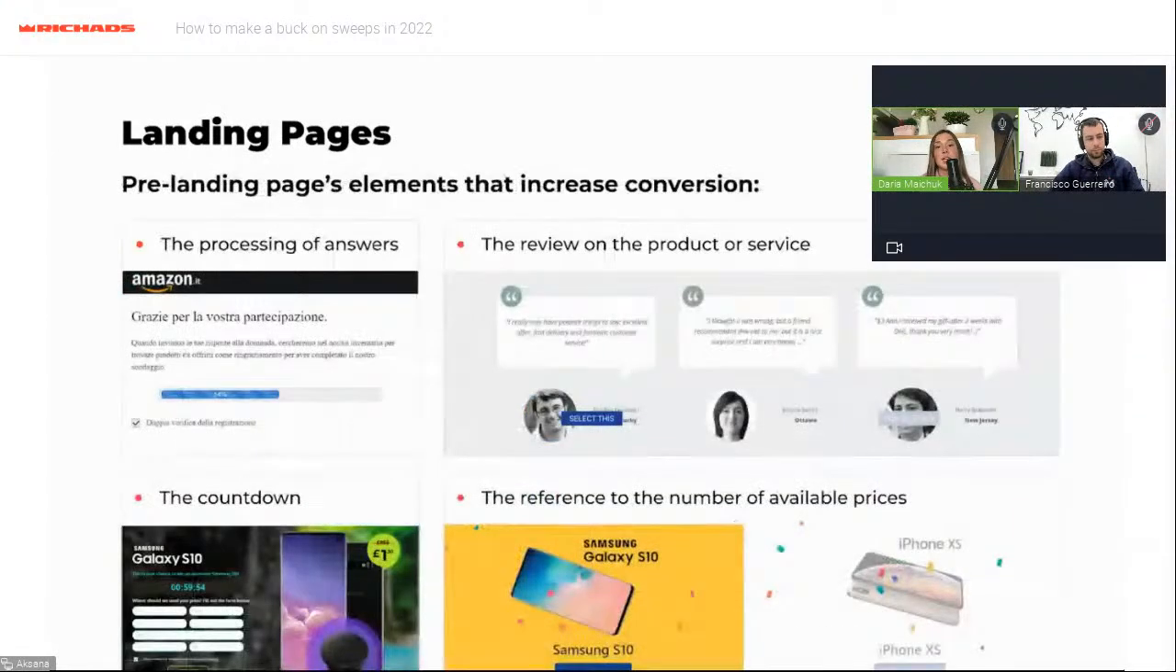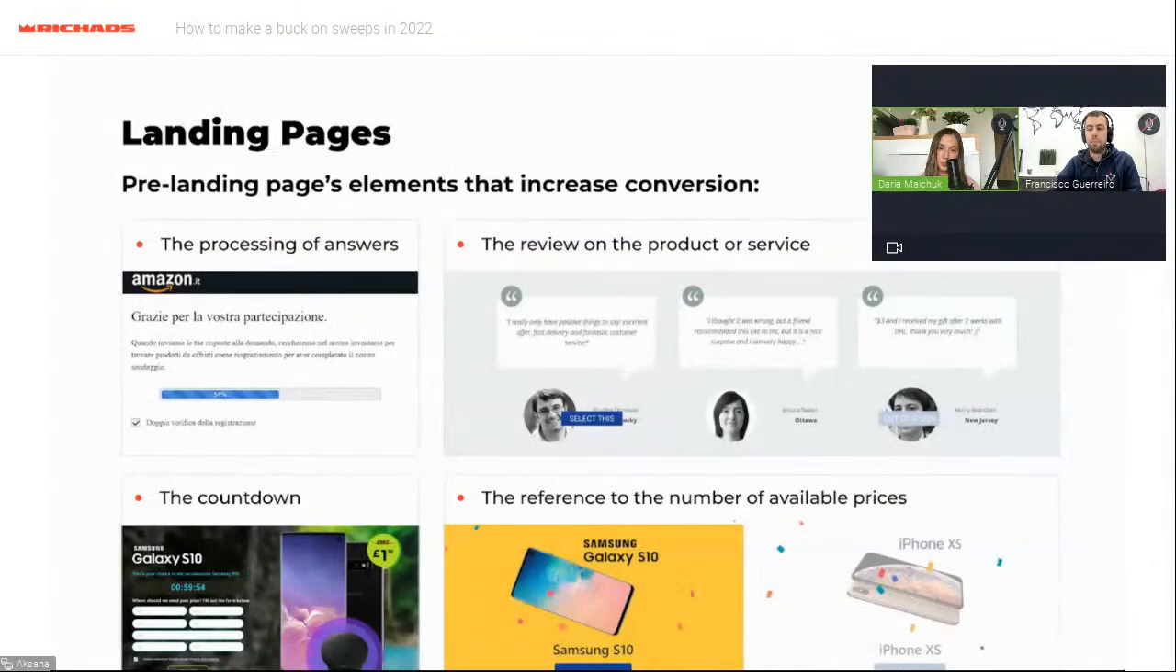And the last thing about landing pages is the question of what landing page elements can increase conversion. You can see them on the slide, and there are the countdown, the reference to the number of available prizes, the percent of answers, the review of the product or service. What else can be used? The number of prizes that have already been given, and the personal promo code for the user. Well, it seems that now you know everything about the landing pages. Keep in mind that affiliates often combine different landing pages. This is also a good option to try.